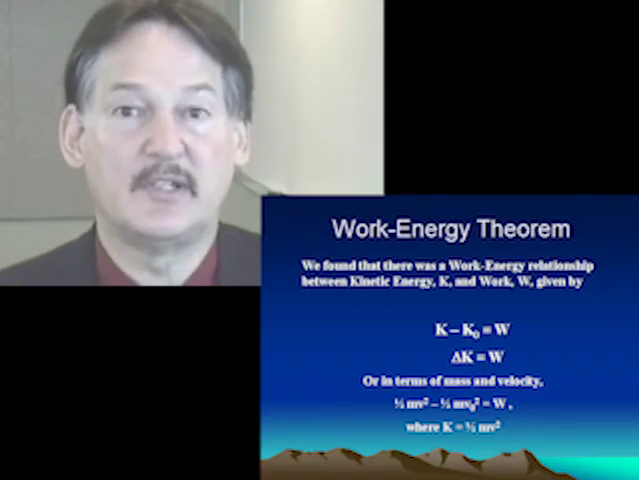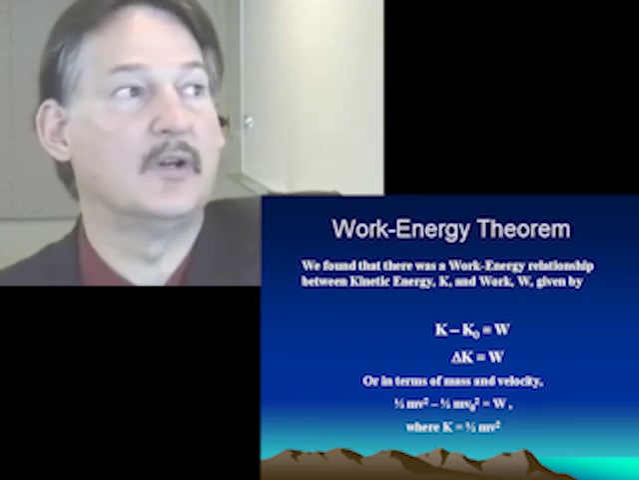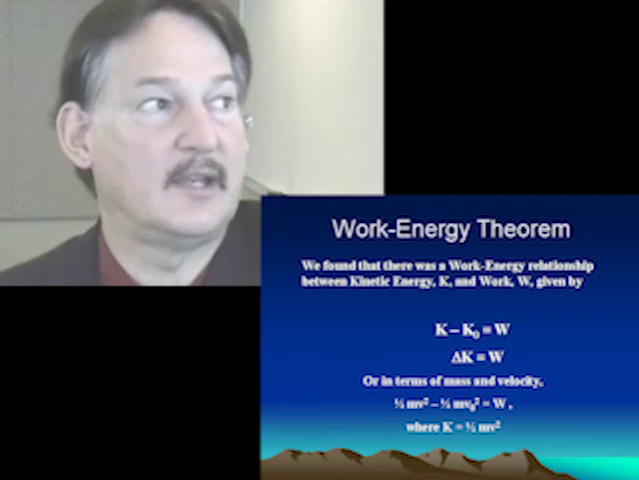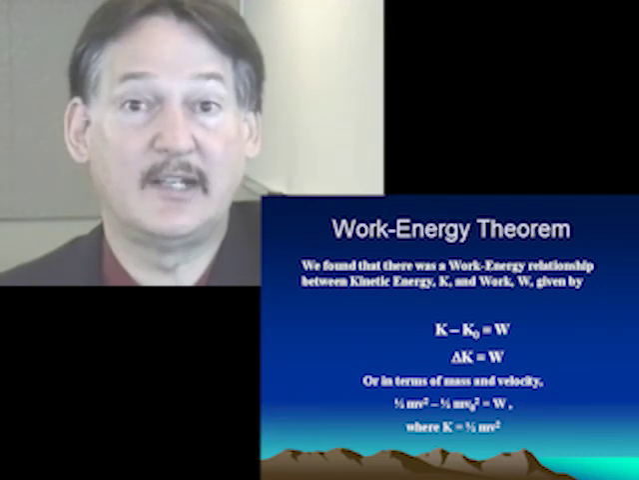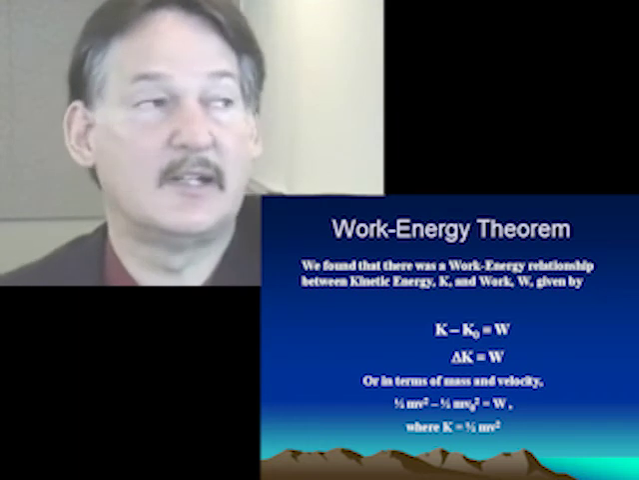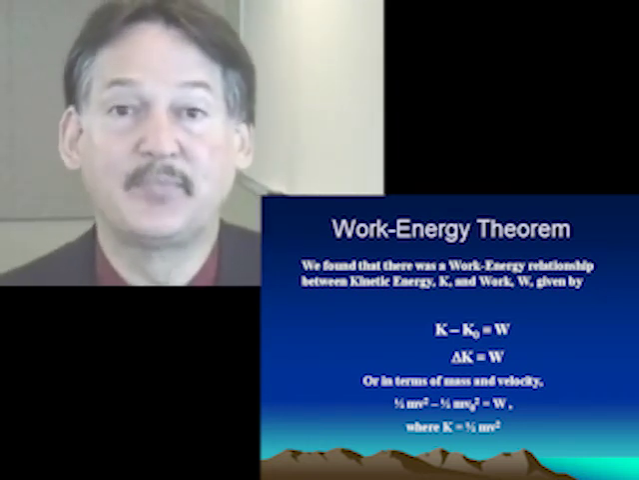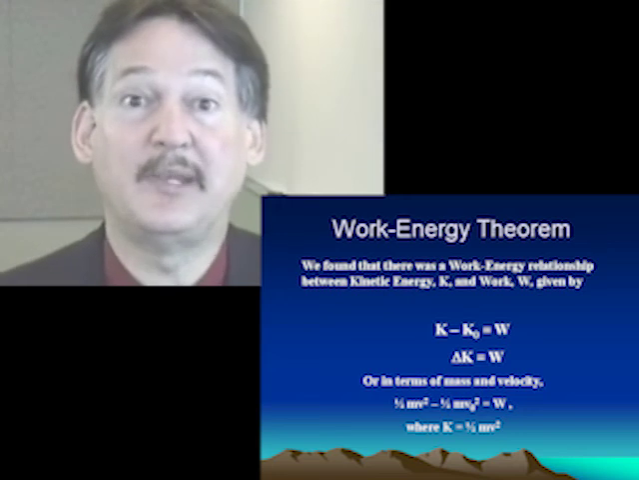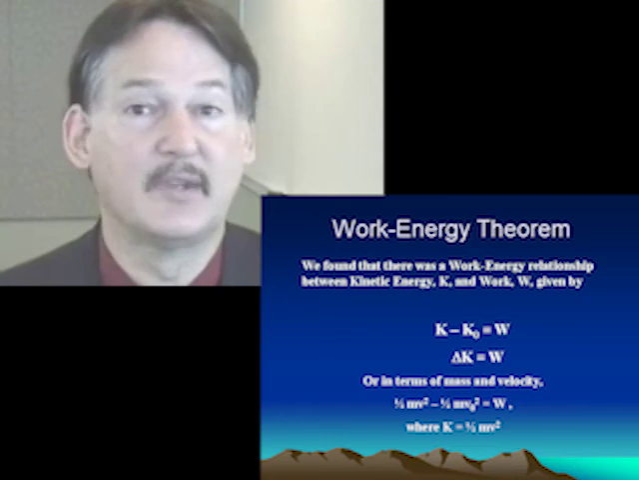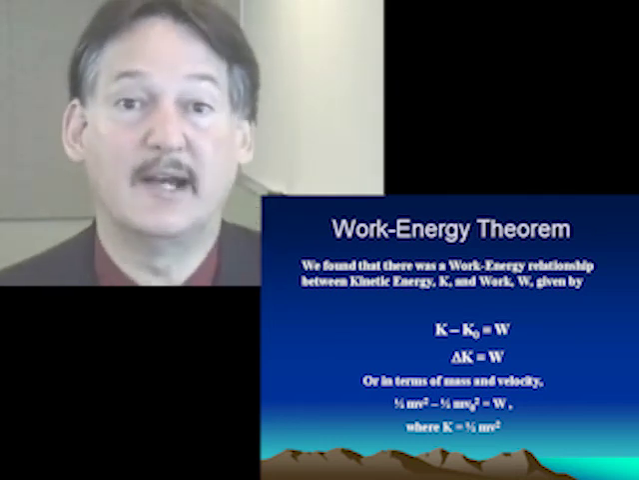We saw also in a previous session that there was a relationship between kinetic energy and work, which was shown to be the change in kinetic energy. K with no subscript is the final kinetic energy, and K with the subscript 0 is the initial kinetic energy. And so the difference in kinetic energy for an object is the result of work being done on that object, either work being done to speed it up or perhaps work being done to slow it down, such as friction acting on the object. And so the change in kinetic energy is attributed to the work done on that object.